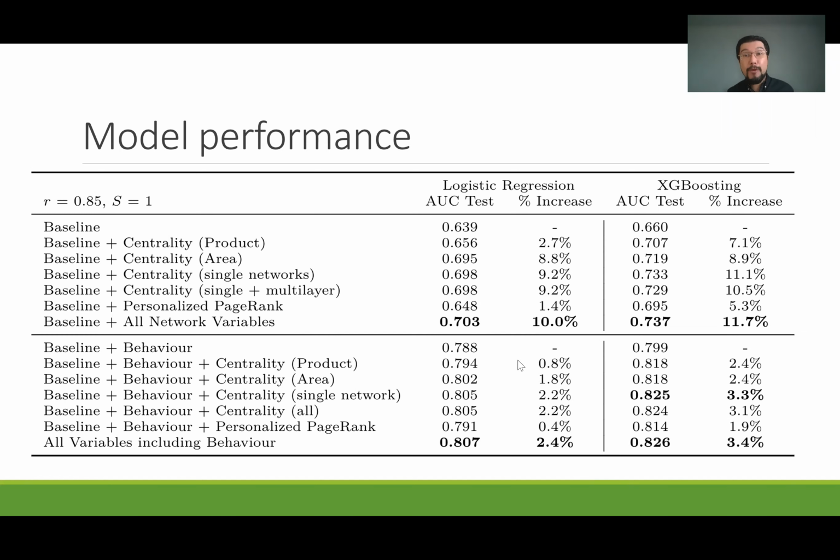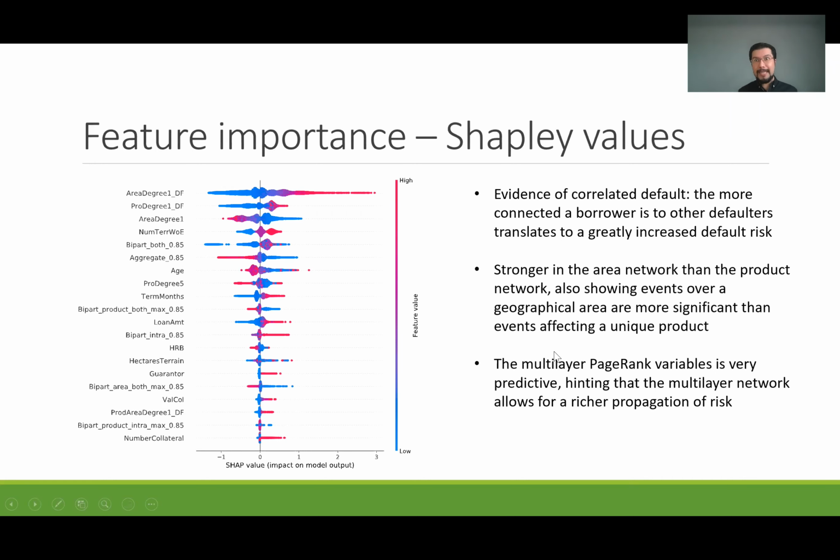Now, if you look at the variable importance, you can use the Shapley values. Here you can see how important the variables are to predict default. So the center line, the 0, measures no predictive ability. To the right means that you are predicting more defaults. To the left, that you are predicting more non-defaults.